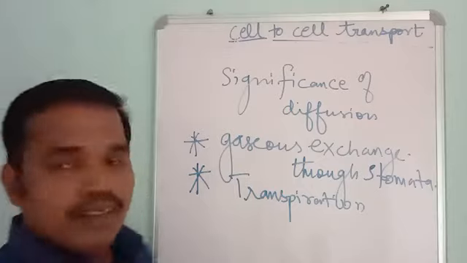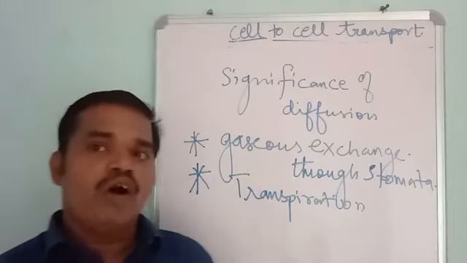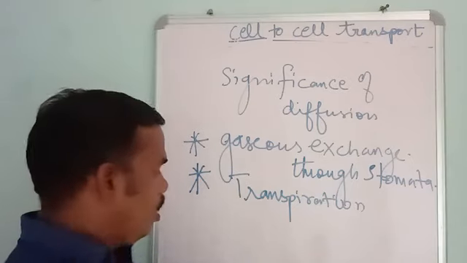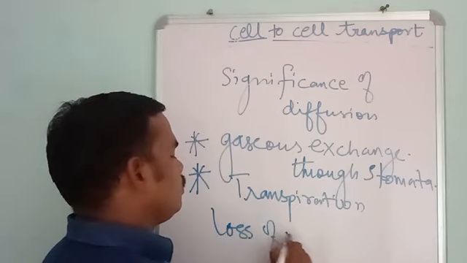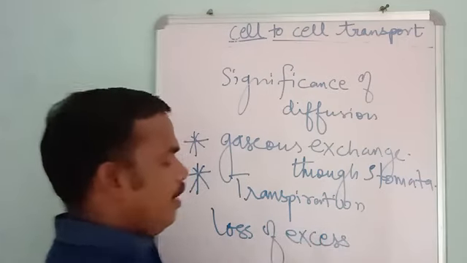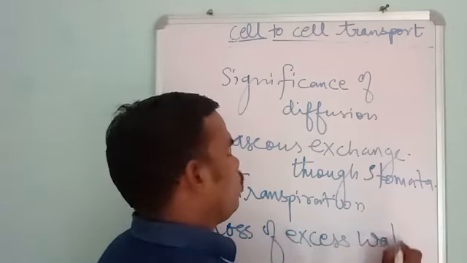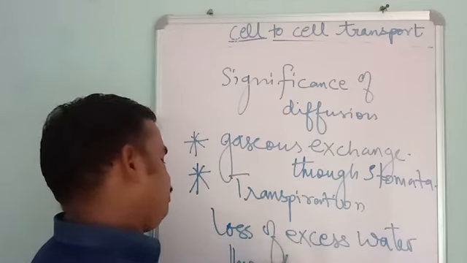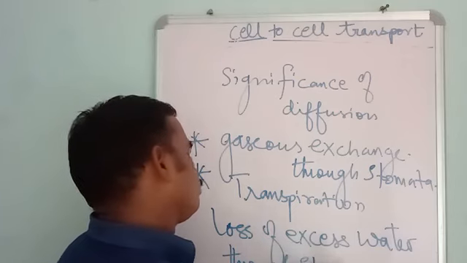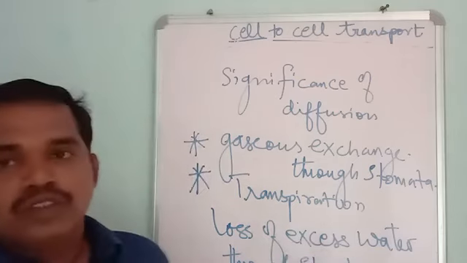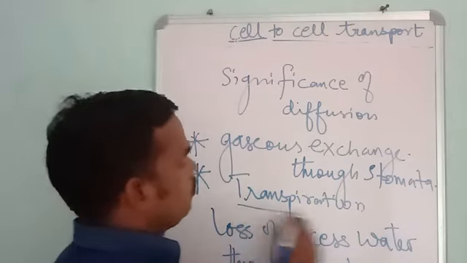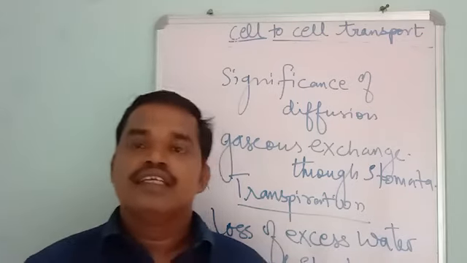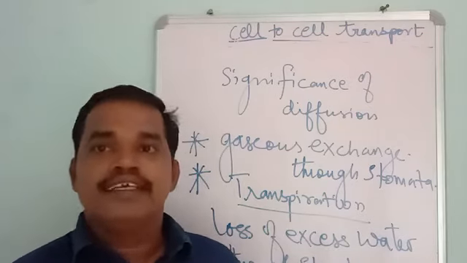Another thing is transpiration. What is transpiration? Loss of excess water through the stomata is known as transpiration. Clear? The main significance of diffusion is the transpiration process and gaseous exchange.